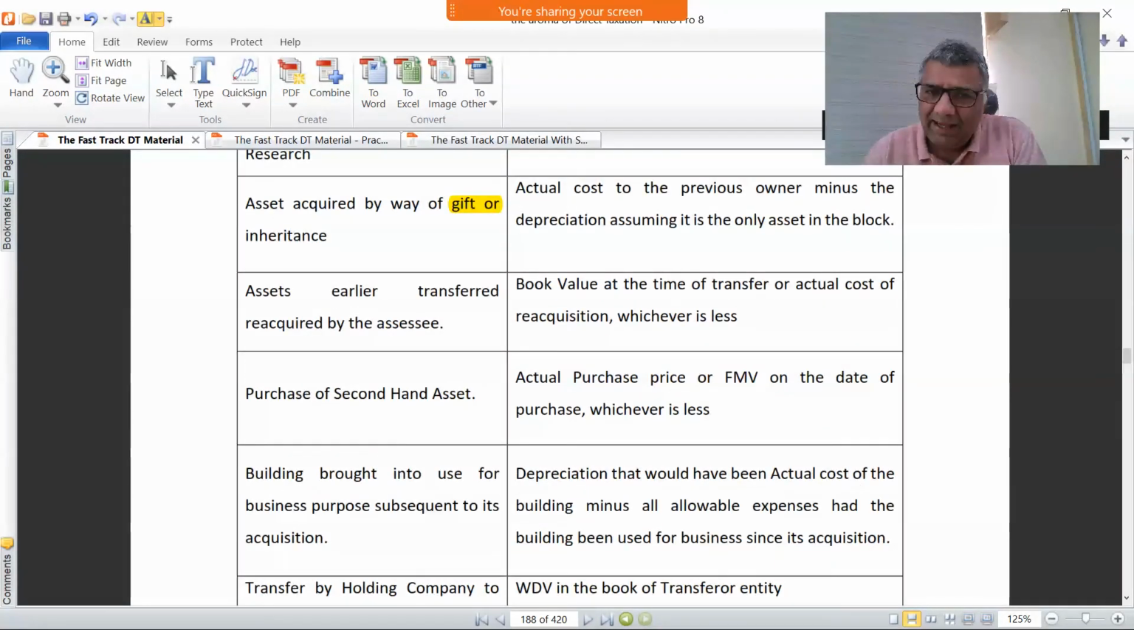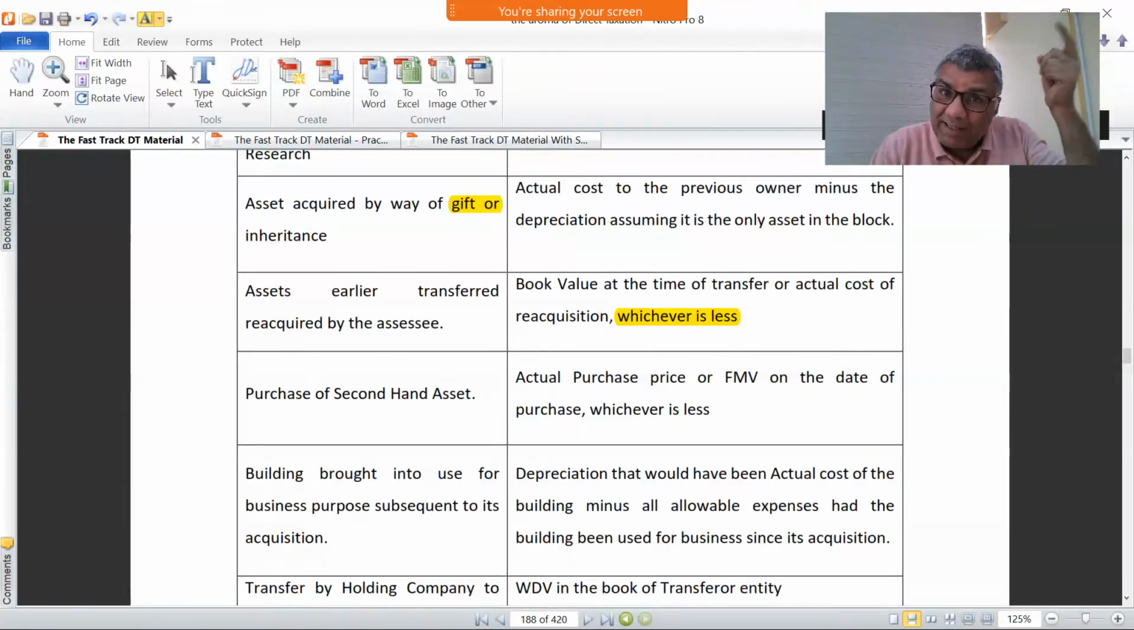Okay? And in this, the most important is these two. Asset which I earlier transferred, now I am acquiring. Asset sold and purchased back. Because my book value is less, what I am trying to plan is, I sell the asset to you and buy back the asset at a higher price. Not acceptable. Asset earlier transferred, reacquired: book value at the time of transfer or actual cost of reacquisition.